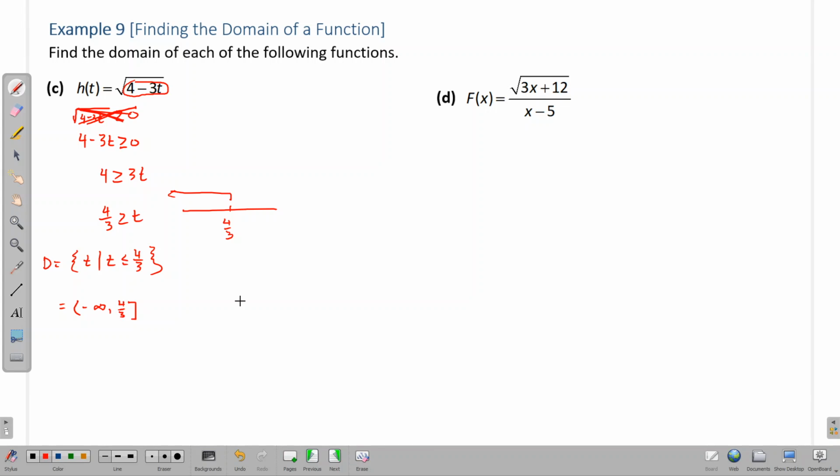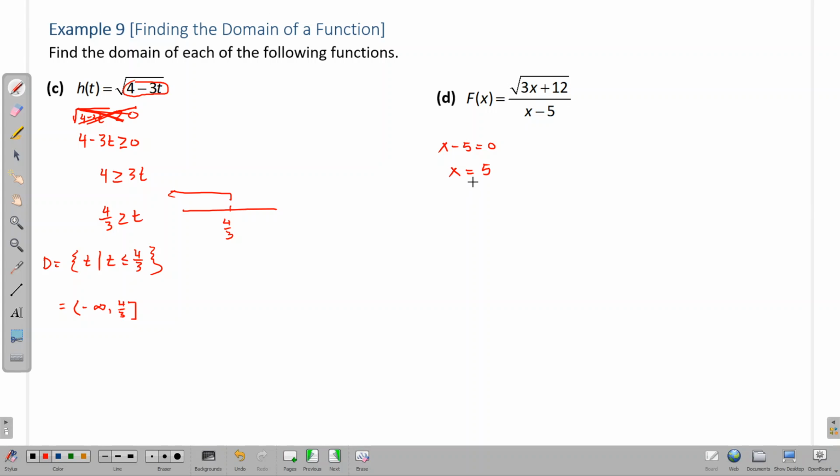Okay, final one of these. This has got two places where bad behavior can happen. We could have division by 0, which is not good, or we could have a root of a negative. So we have to do two separate things. So obviously we set the denominator equal to 0, you get x equal 5.